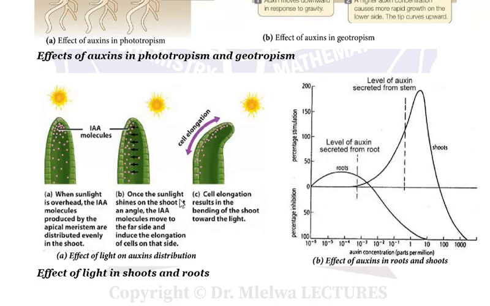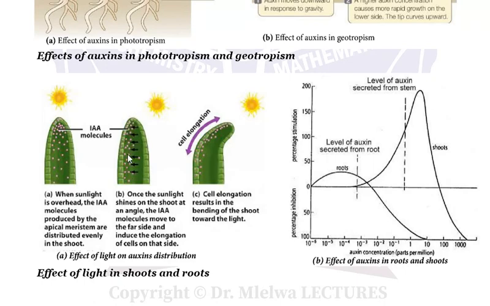But once the sunlight shines on the shoot at an angle, manake kwenye upande mmoja, or illuminated at an angle, the indole acetic acid molecules move towards the far side. The far side manake upande ule ambao kunakuwa hakuna jua, so they move towards the far side and induce the elongation of cells on that side. Kwa hiyo at the end of the day unachokuja ukiona ni kwamba huku kuna low concentration of auxin, kwa sababu auxin zinakimbia mwanga, zinakuja kuwa distributed on this side.